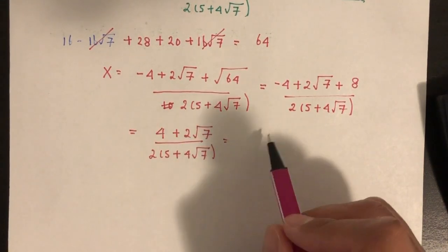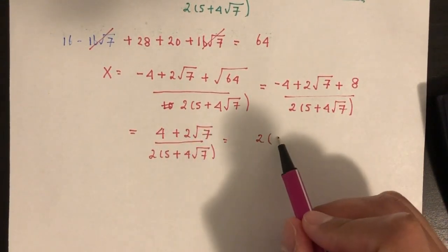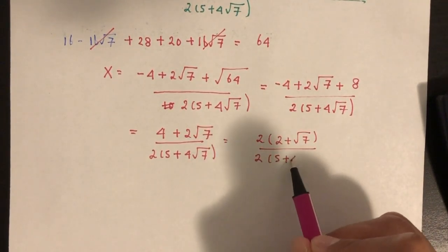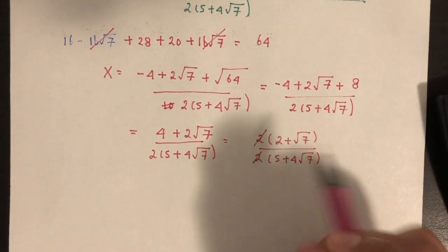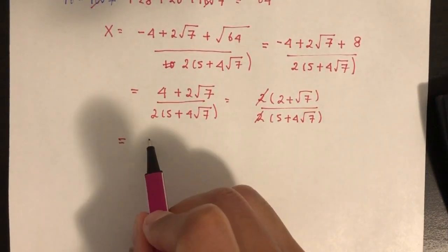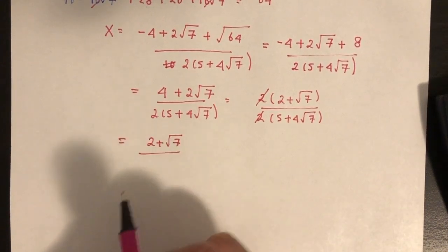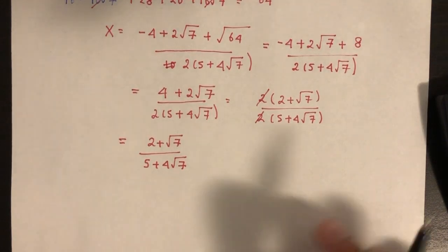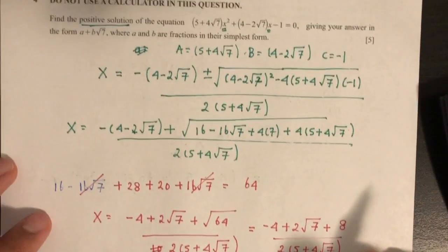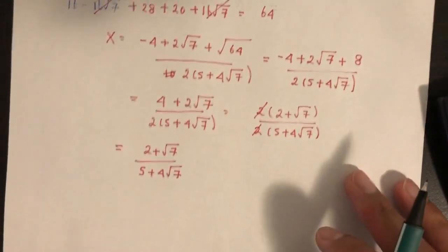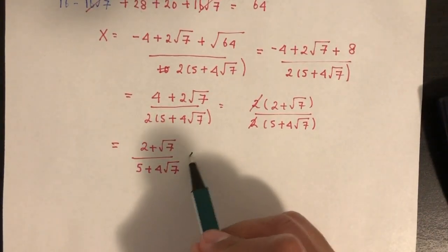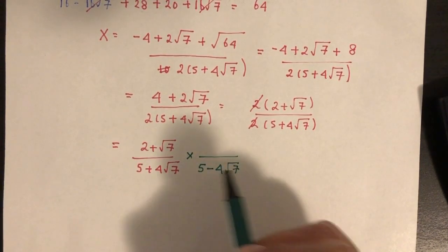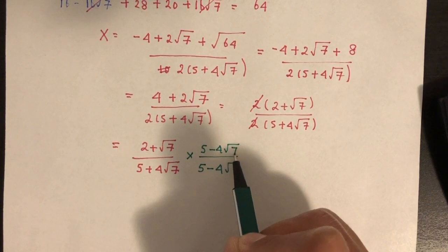Now if you factorize the top, you can take out 2. You will have 2 plus root 7 over 2, 5 plus 4 root 7. 2 goes away. So in the end you will have 2 plus root 7 divided by 5 plus 4 root 7. So now if you want to express this fraction in terms of a plus b root 7, you have to multiply the top and the bottom by the conjugate of this one. It will be multiplied by 5 minus this, 5 minus this, both top and bottom.